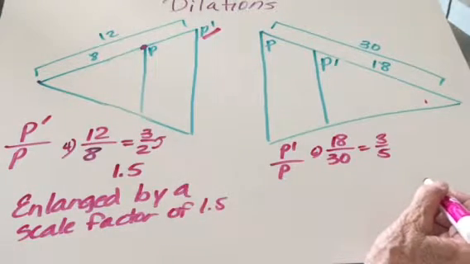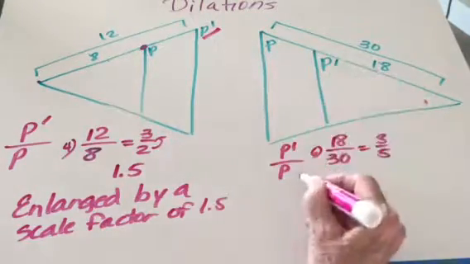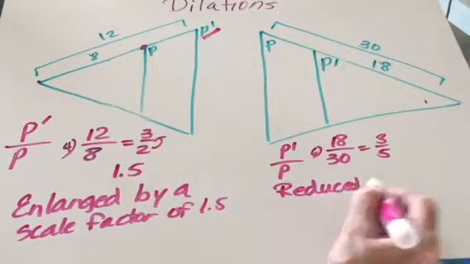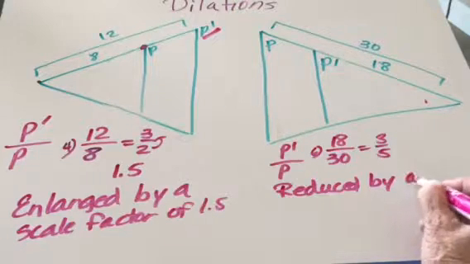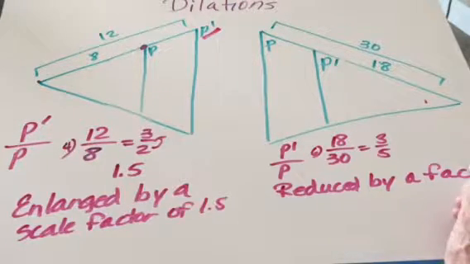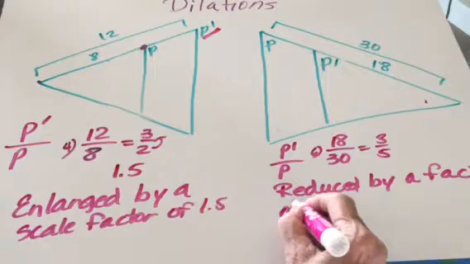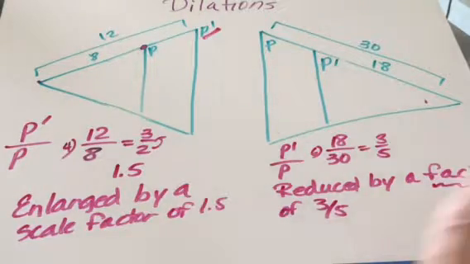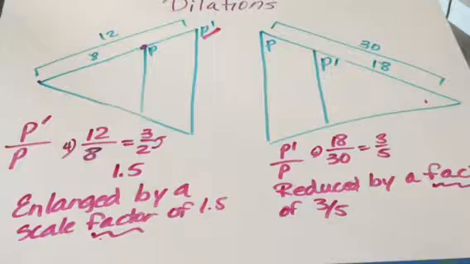Do you see that? So this shape has been reduced by a factor of 3/5. What does factor mean? It means multiply. Okay, don't forget that. It means multiply. All right, let's go on to another problem here.